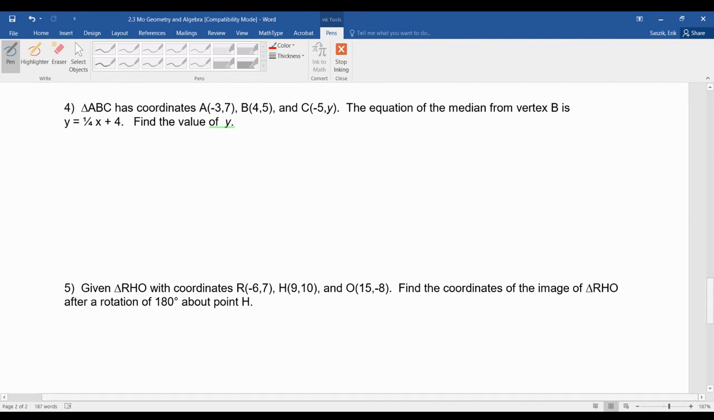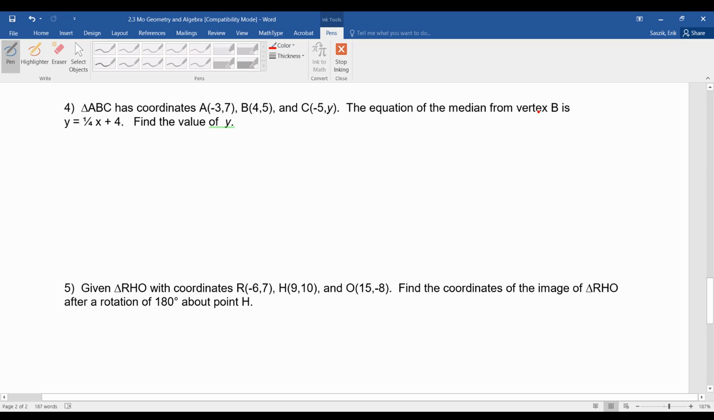Okay, this next one's going to involve a little bit more thought. We're given the coordinates of a triangle, but we don't know the full coordinates of C. So we're actually to find the value of y. But we're also given some other information. We're given that the equation of the median from vertex B is this. Okay, so the median, let's see, what can we do with that?